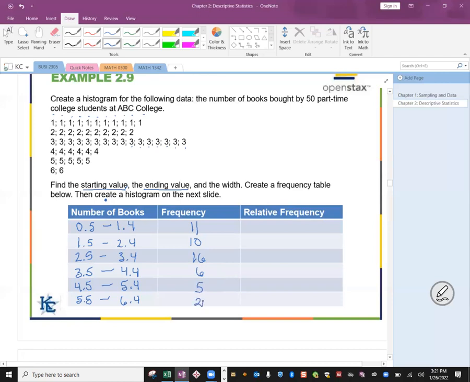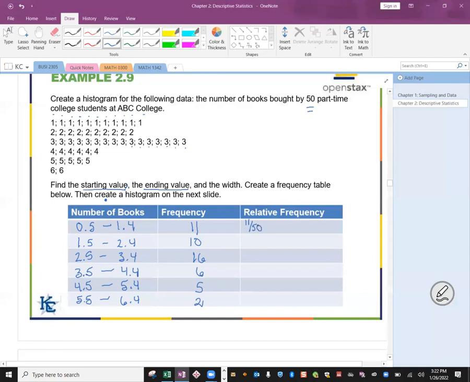So if we wanted to find the relative frequency here, we take the number of times that value occurred. So 1 occurred 11 times, and we put it over the total number. So we should have 50 because we're talking about 50 college students. So if we add up our frequency here, it should total to 50. And we do get 50 when we add 11, 10, 16, 6, 5, and 2. So we're going to put 11 over 50.